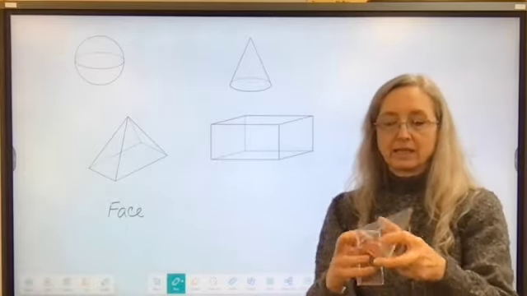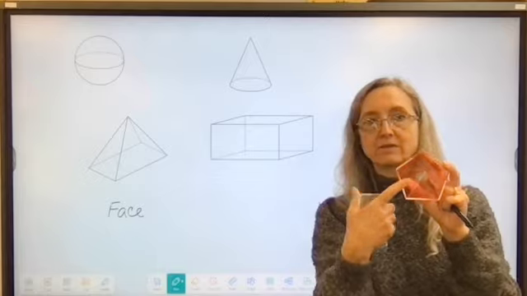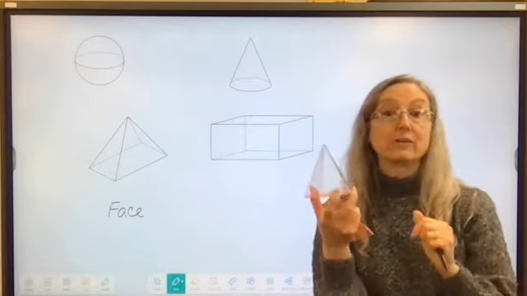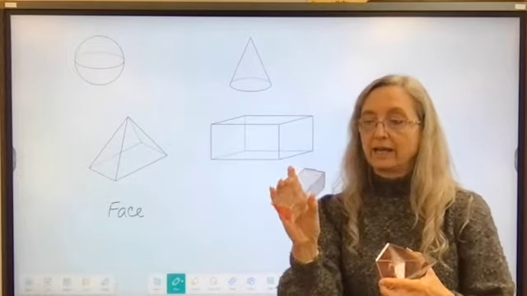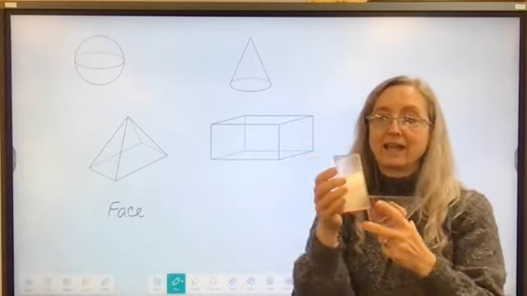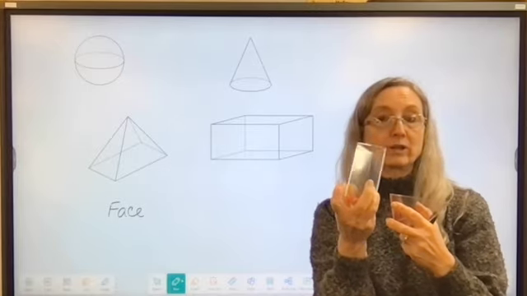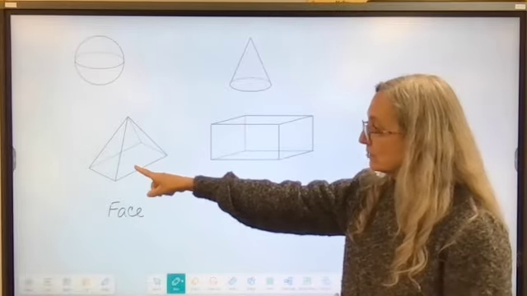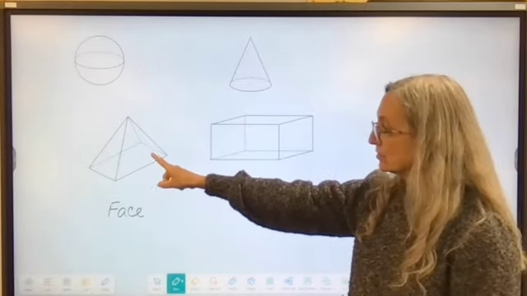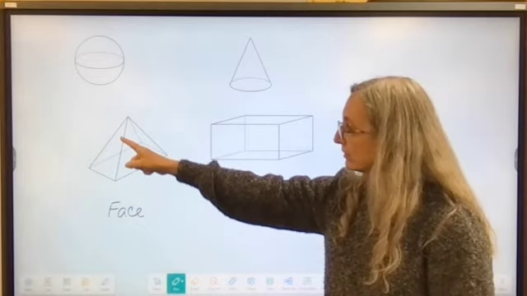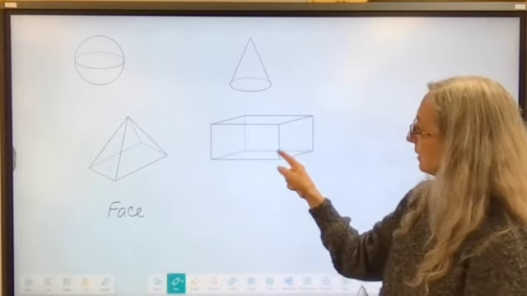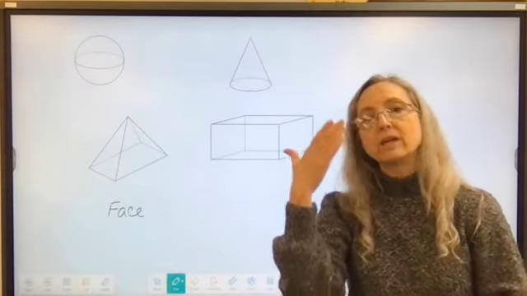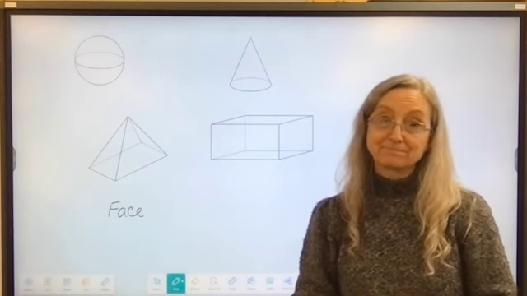For instance, in this one here, I have one face on the base, and then each one of these triangles is another face. This one has two triangles on the end, and then three rectangles. Each one of those rectangles is a face. This one here has a square or rectangle base with four triangular faces. This one has all rectangular faces all the way around. So the polygon is the face.